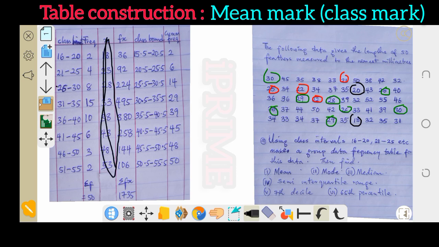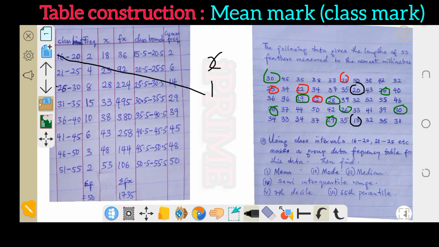How did you get that line? That's the most important thing. That X you are seeing is called the class mark. And how did you get the class mark? You get the class mark by adding the lower and the upper class limits. Here we have 16 and 20, so 16 plus 20, then divided by 2, you'll get 18. That's how we got that one there.